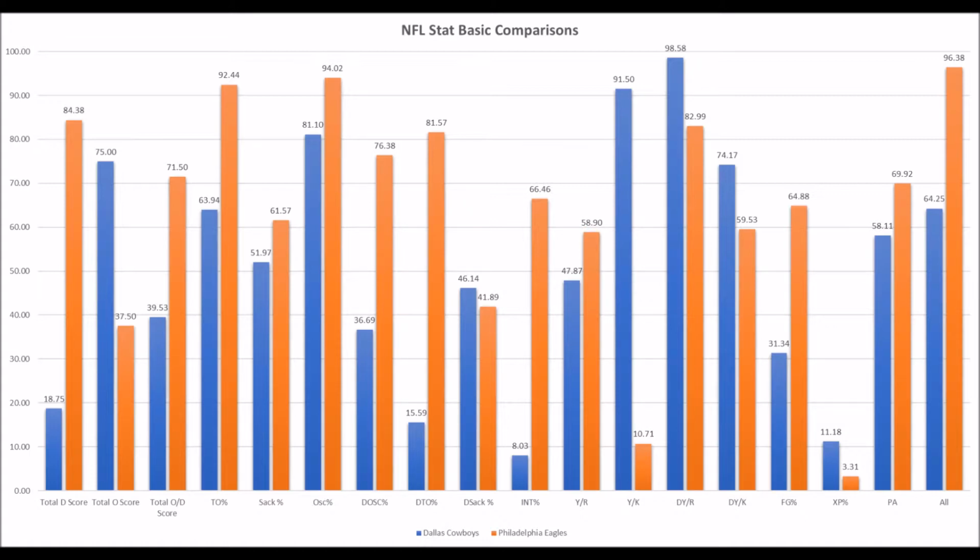In terms of who has the better special teams, it's pretty much the Eagles because of the field goal percentage. By far the most important statistic when it comes to special teams data and special teams information is field goal percentage. That's by far one of the most important aspects to the position, that field goal percentage.